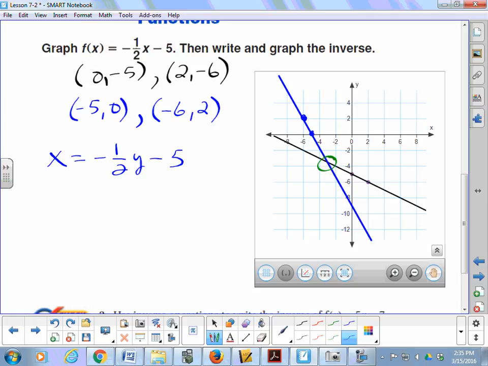If we put a number over here, remember, we would add 5 first, and then we're going to get rid of the 1/2. Okay. So we'll add 5. So just remember, this is x plus 5, not 5x.